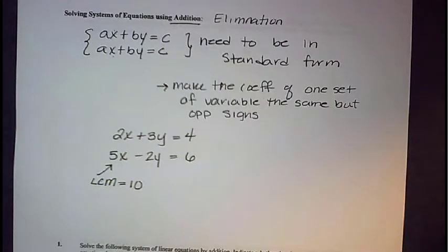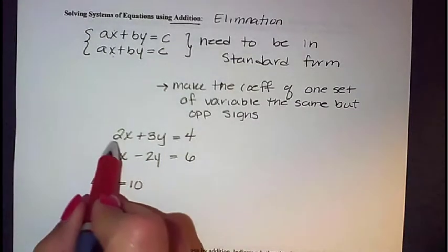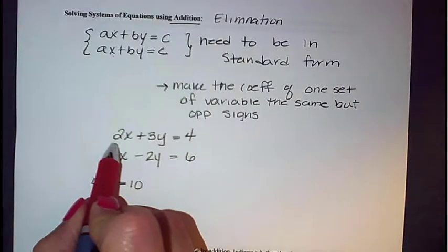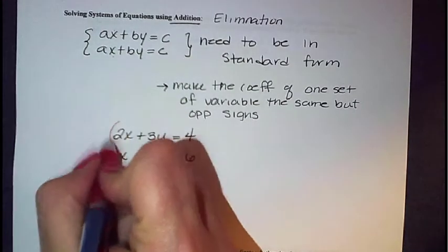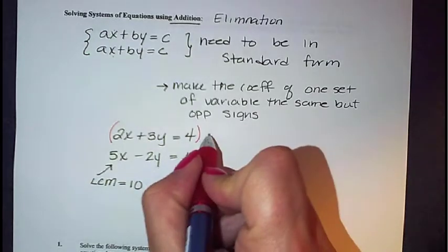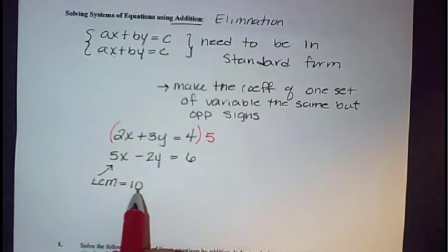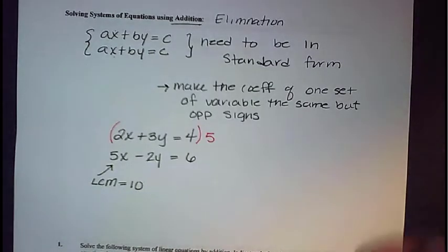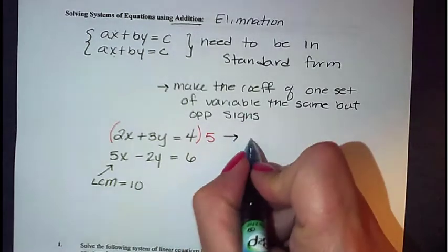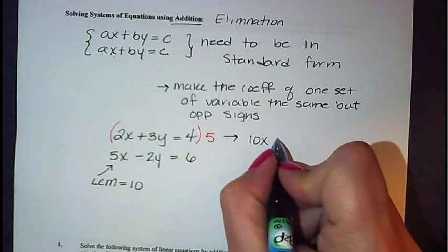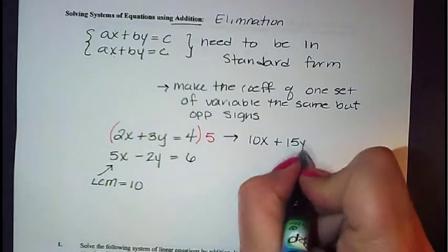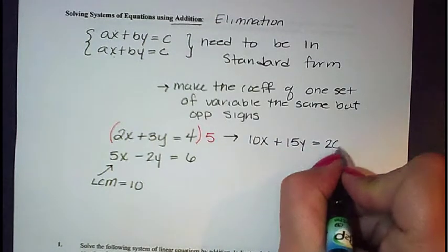Now what I want to do is go, okay, so I need this guy to be a positive 10. So I'm going to multiply him, and when I say him, I mean the entire equation, by the number 5, because 5 times 2 would give me that 10 that I'm looking for. So we would come over here, and this would be 10x plus 15y equals 20.